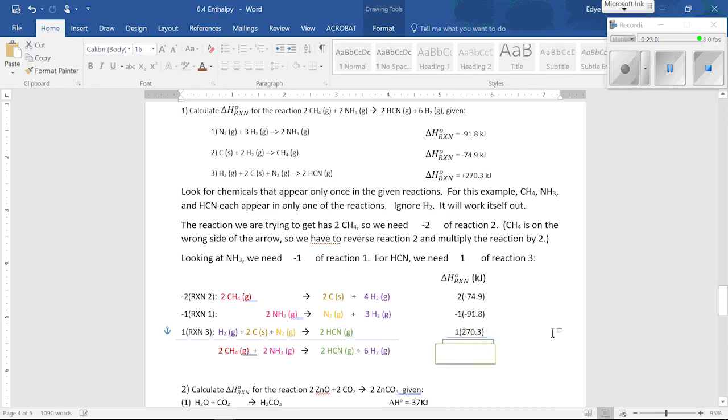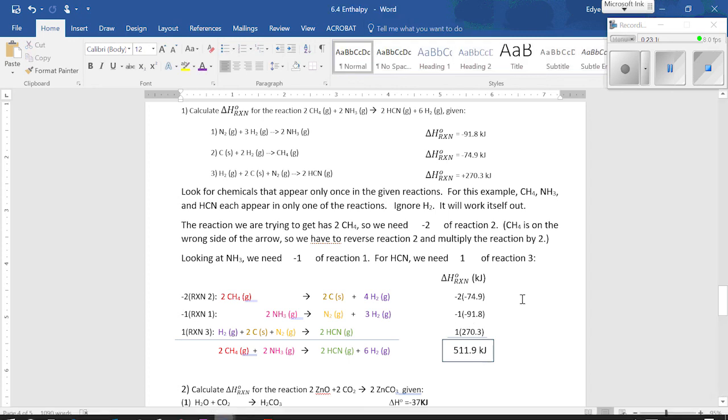Now, all I have to do is add these up, and that will give me my heat of reaction for this reaction right here, which is the reaction I was trying to find. When I add those all up, I get 511.9. And now let's look at what happens here. You have to do this step where you actually, whatever you did to each reaction, you write it out. And then you have to add all these reactions up.